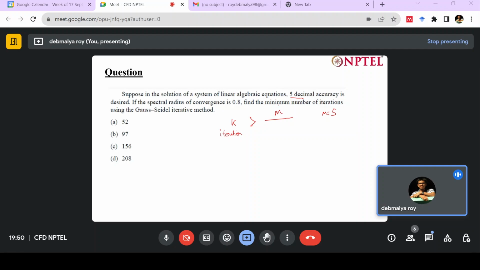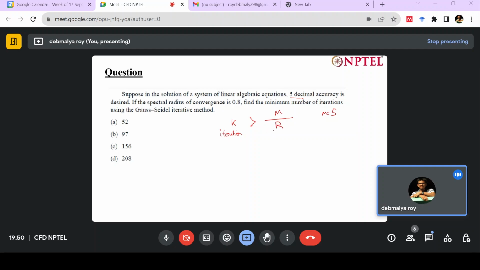So definitely you would expect that if the accuracy is much higher, higher accuracy means more decimal places, so m will be larger. So if m is larger, then the number of iterations that will be required will also be larger. So logically it fits. And this is divided by the rate.